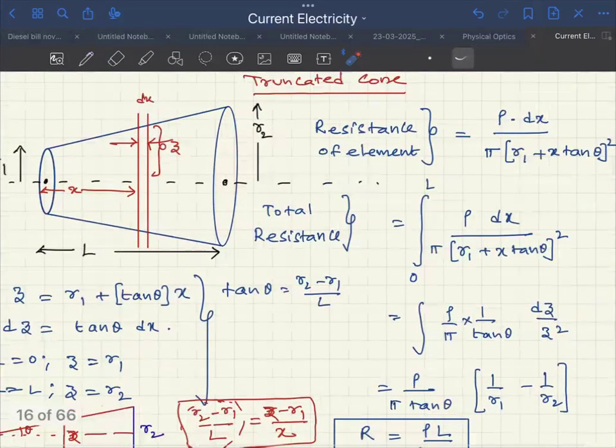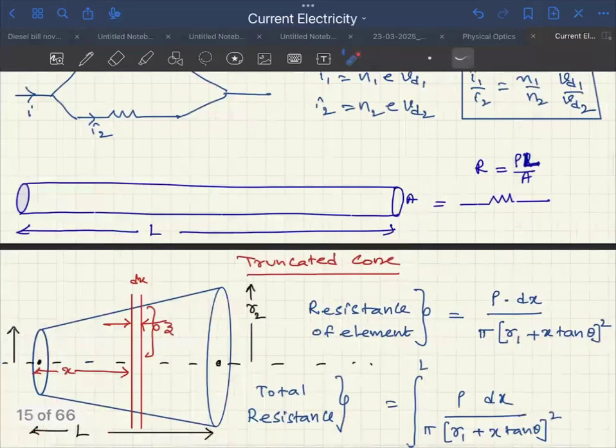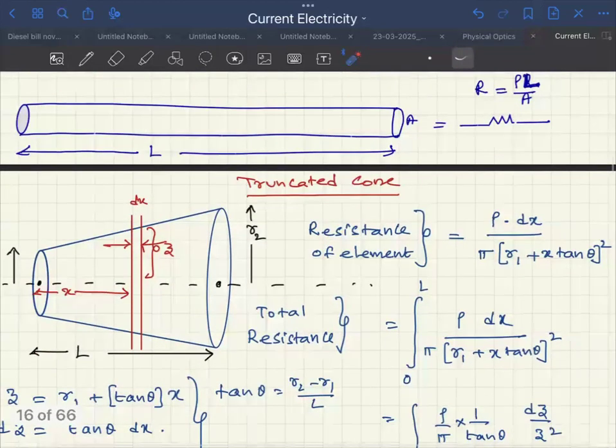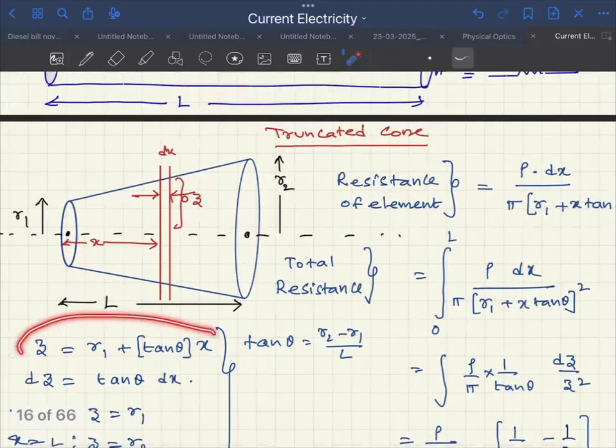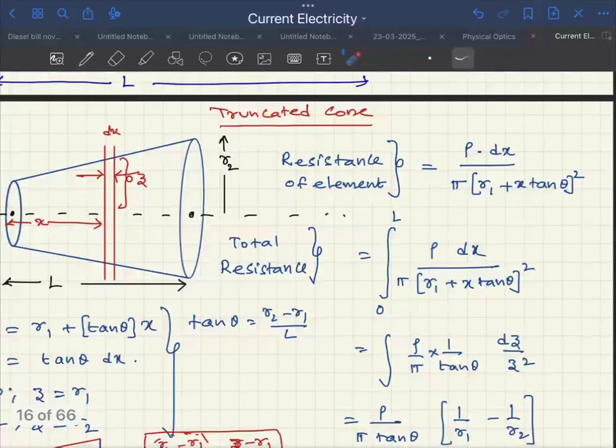I want to find the resistance of this element alone. What is the general formula? Resistance, resistivity, length, cross-sectional area. The length of this element is dx. The area of this element is pi r squared, pi z squared. Now, an element is having this much resistance.